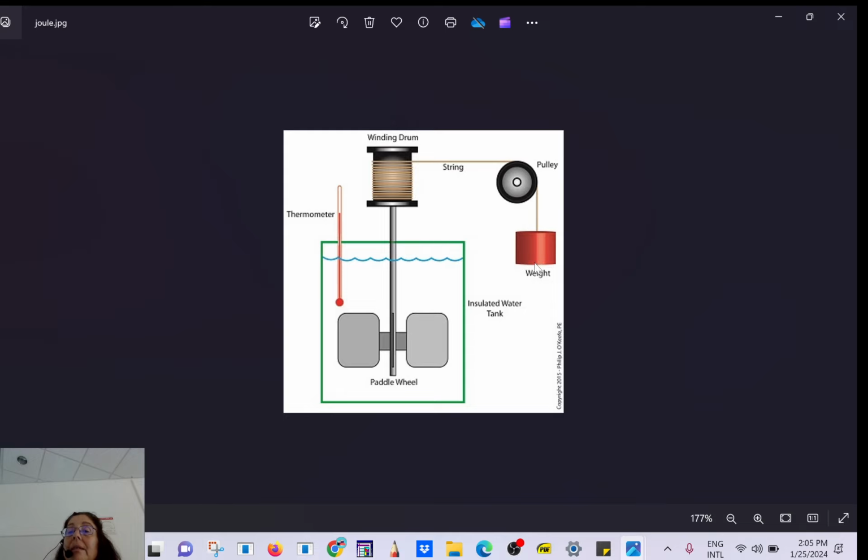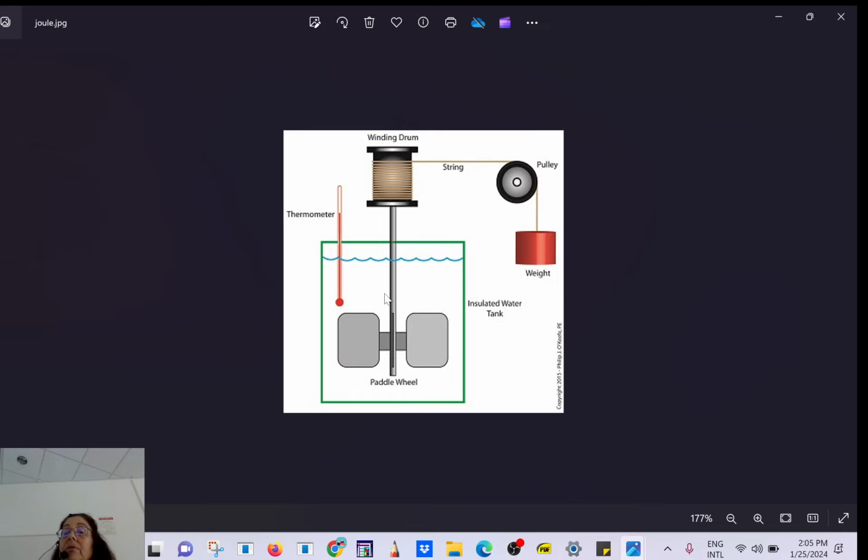Here you have a weight that's going to fall. The way it falls, it has potential energy that you can compute, right? Are you with me? Remember from last semester, mgh, that will be the potential energy. That potential energy will be used to turn the wheel, and the wheel is turning. What's going to happen to the water? You have friction, so it's going to warm up.